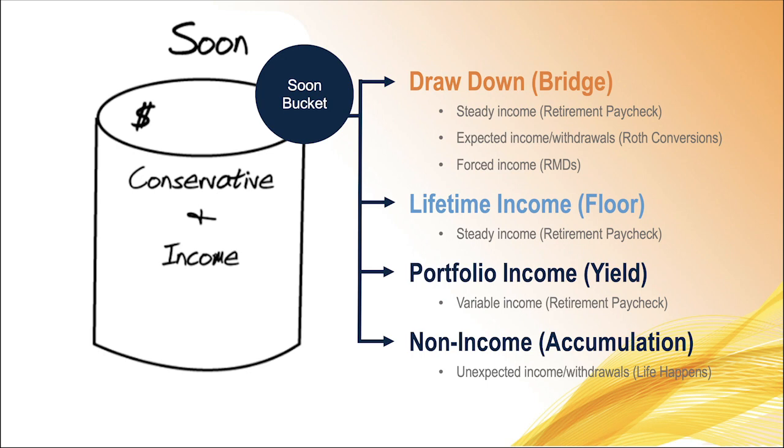The second would be if we build a lifetime floor. So build a floor of income for life out of the soon bucket. Now, some people don't have enough money to do a floor, or especially the third steady income strategy, which is portfolio income, a yield strategy, right? Think about it. If you want to build a yield, Dave, if I wanted $50,000, or that's a lot, let's say $25,000 a year, and I was able to pull a 4% yield, how much am I going to need off of the portfolio? Right, at least $600,000 or $700,000.